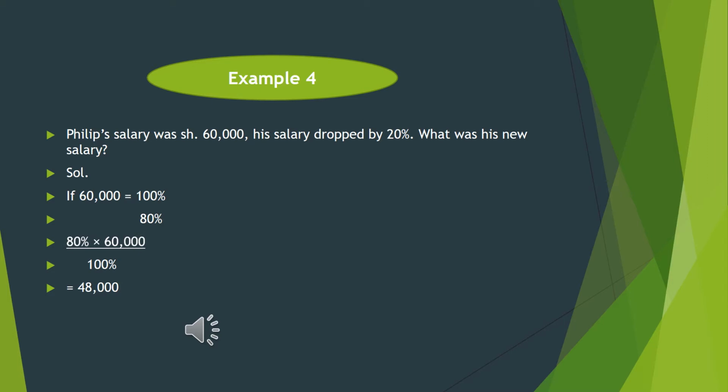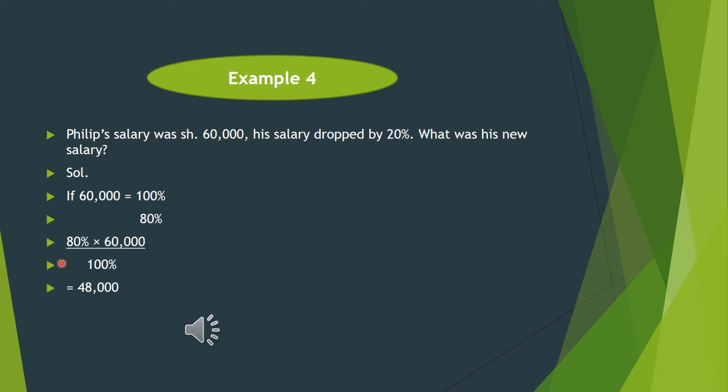We are progressing well. Let's continue. Philip's salary was 60,000. His salary dropped by 20%. So the keyword there is to drop, and to drop means to decrease. So we are decreasing 60,000 by 20%. Remember, our original is 60,000, which is always equivalent to 100%. So if 60,000 is equals to 100%, what about 80%? Why? Because I'm subtracting 100 minus 20, which is 80.